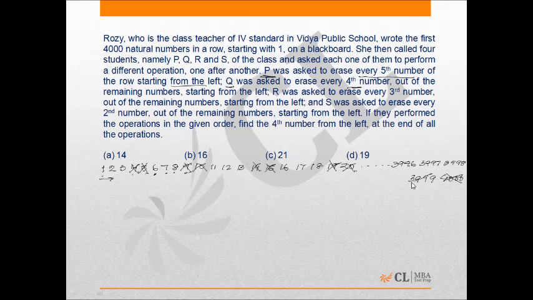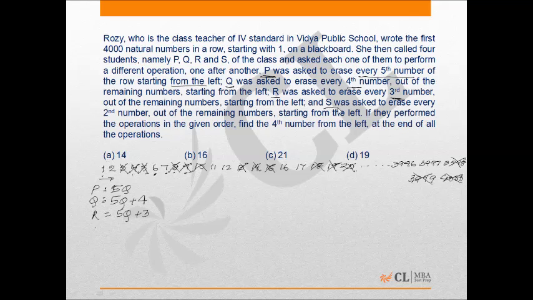And similarly, all the numbers which are of the form 5Q plus 4 will be erased. So this was the type of numbers Q was erasing, and this is the form of numbers P was erasing, 5Q. Let's look at the case of R. R was asked to erase every 3rd number. So the numbers that R is going to erase are of the form 5Q plus 3. So he's going to erase 3, then 8, then 13, then 18, and similarly the last number that is left is 3998.